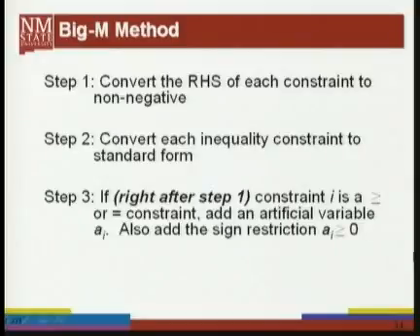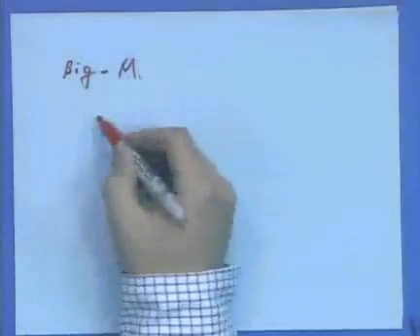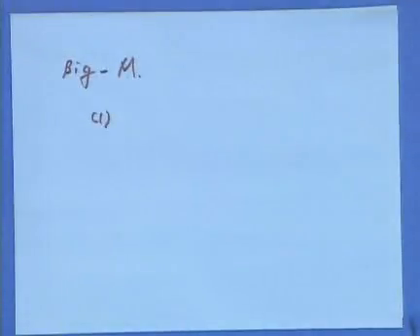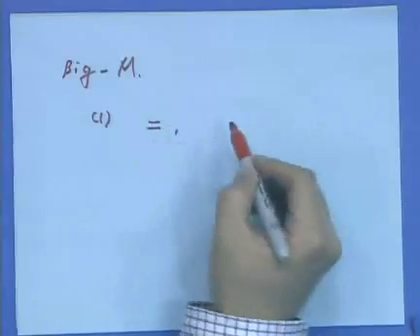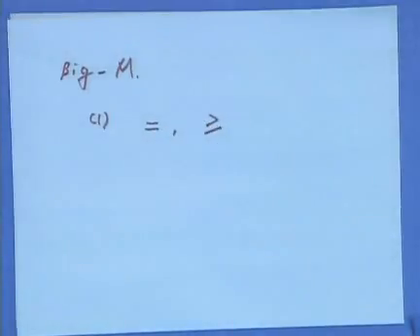And then we need to identify each constraint with an equality or greater than or equal to sign. Because later in step number 3, we will add an artificial variable to each of these constraints, right? So in the big M method, the first step, we need to identify the equality constraints or greater than or equal constraints. Okay?